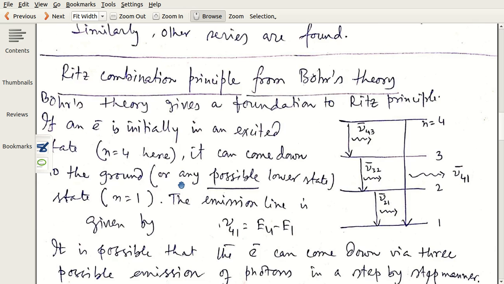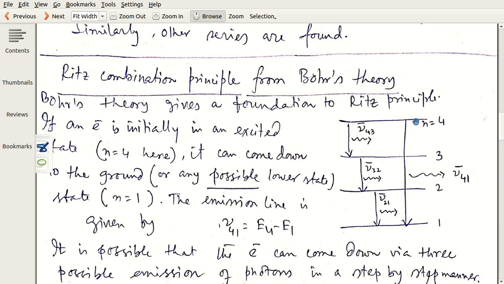And the Ritz combination principle is the next topic. What is the Ritz combination principle? It says that if there are different energy levels, in fact, we discuss the Ritz combination principle from Bohr's theory. Say there are 4 states, 1, 2, 3, 4. Let this one be the ground state, 2 is the first excited state, this one is the second excited state, and this one is the third excited state, and so on.